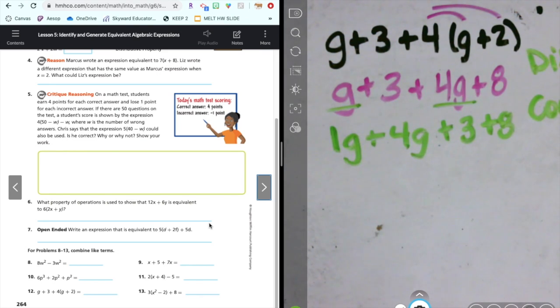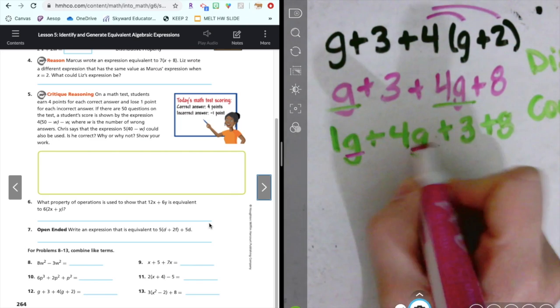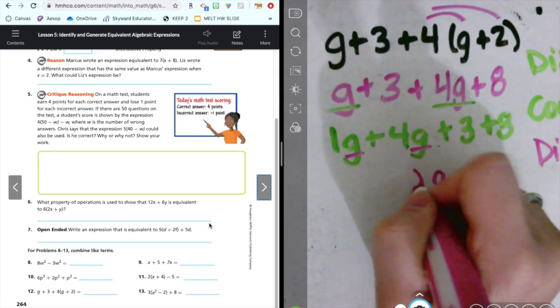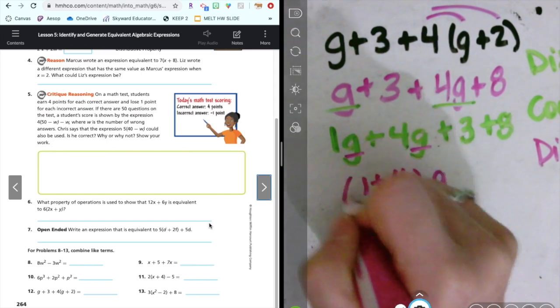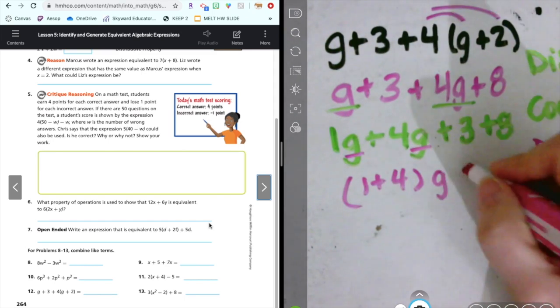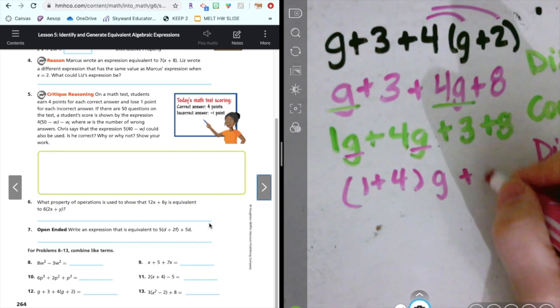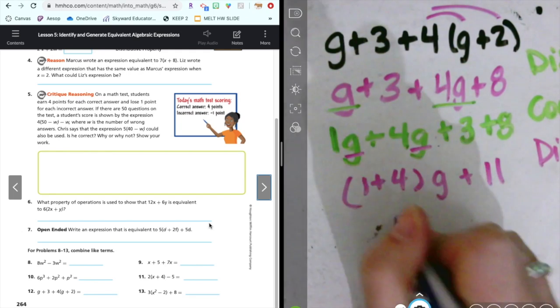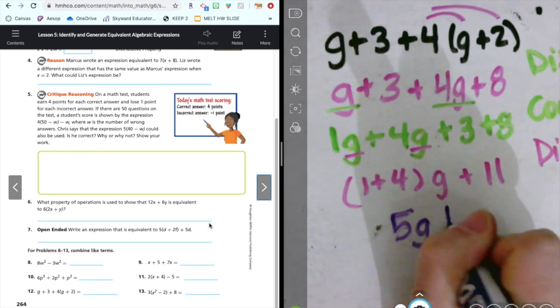Okay. Now, this has a g and this has a g, so I'm going to use the distributive property. I'm going to take the g out. 4 plus 1. What's 3 plus 8? Okay. Then I can add and I get 5g plus 11.